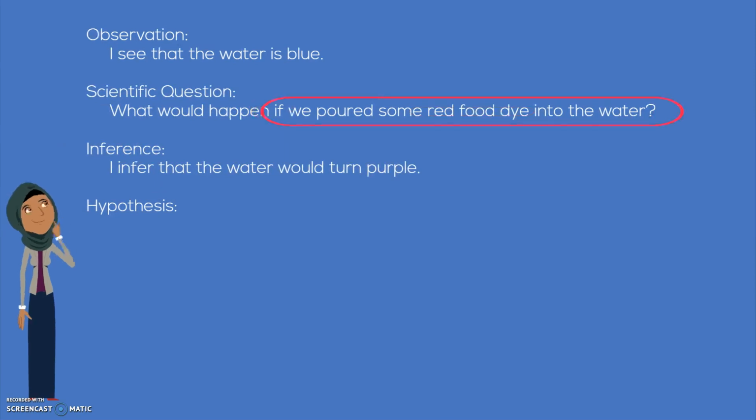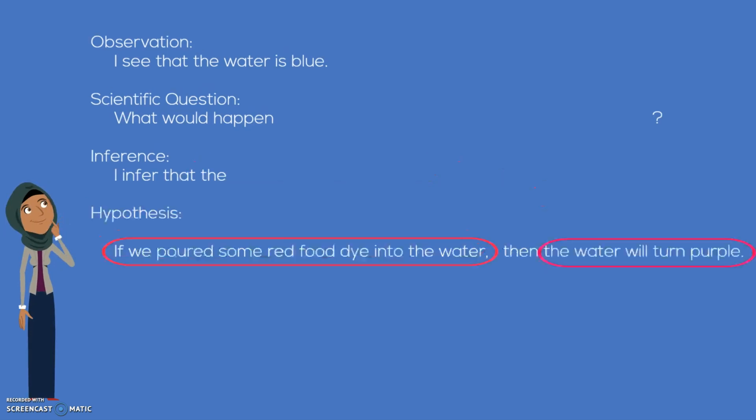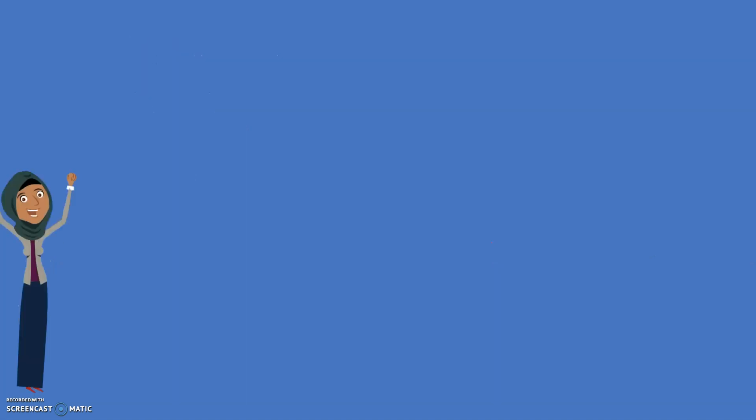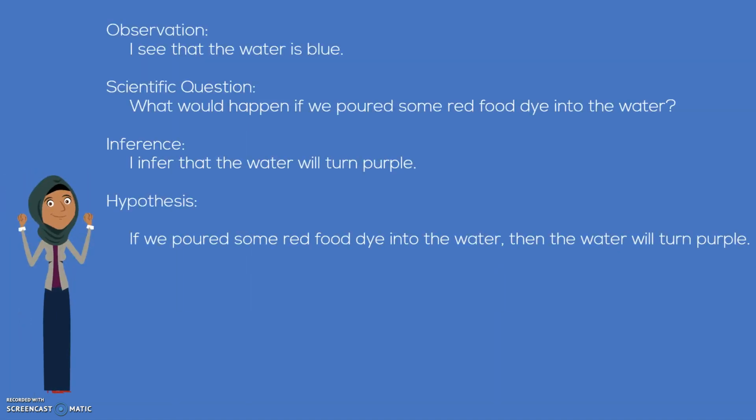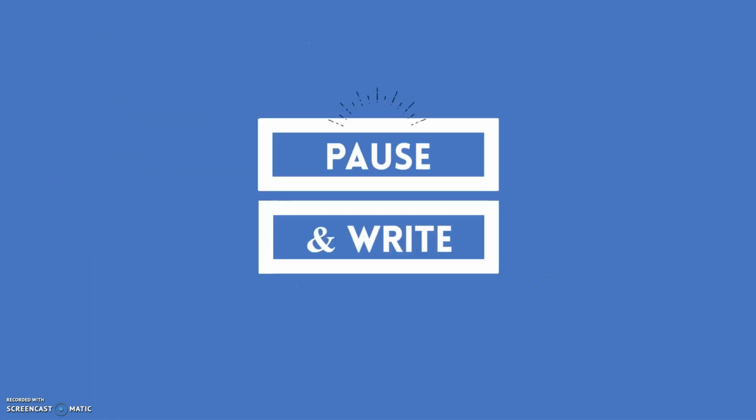So I'm going to take the if portion from the scientific question and drag it down. Then I need a then, so I'm going to add a then. Then I'm going to take the inference and drag it down after the then. Now we have a complete hypothesis. If we poured some red food dye into the water, then the water will turn purple. Pause this video and write this hypothesis down on your worksheet.